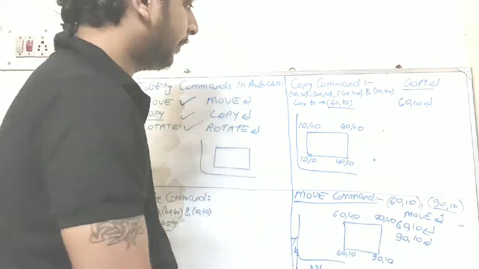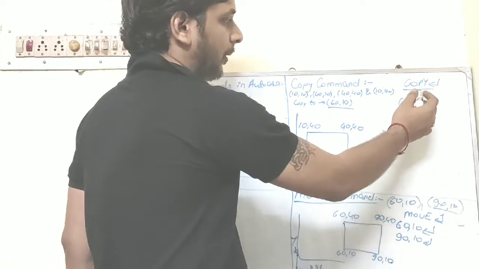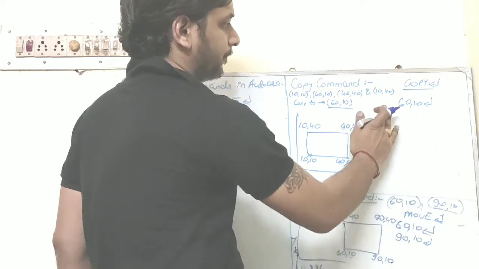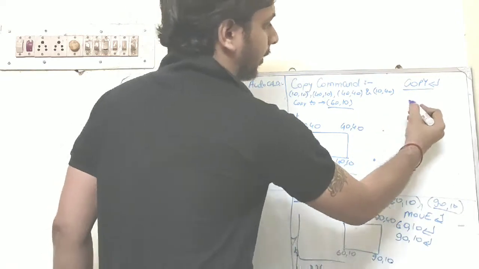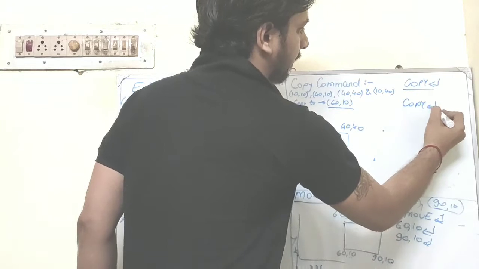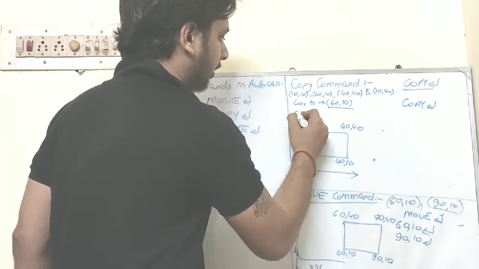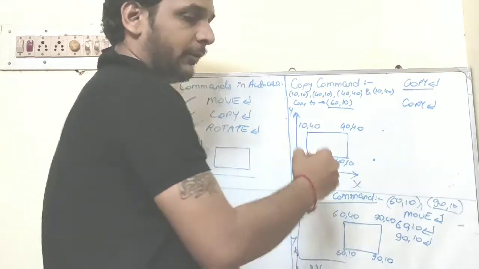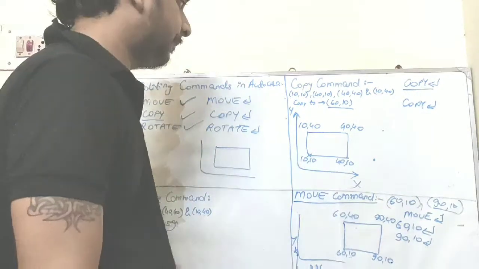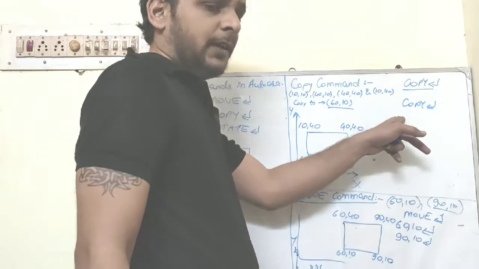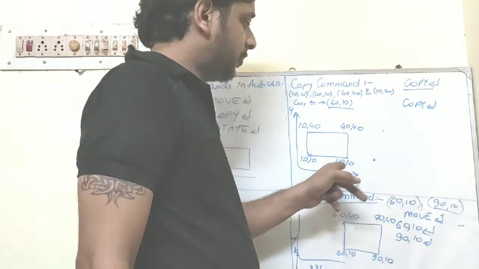So at the command prompt type copy and press enter key. What you will see, your viewport will get activated on the screen having x, y coordinates. Now computer will ask you to specify the object to copy.